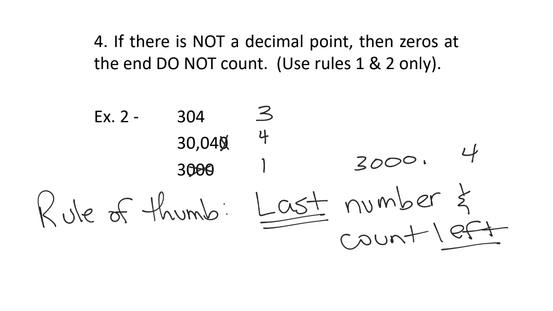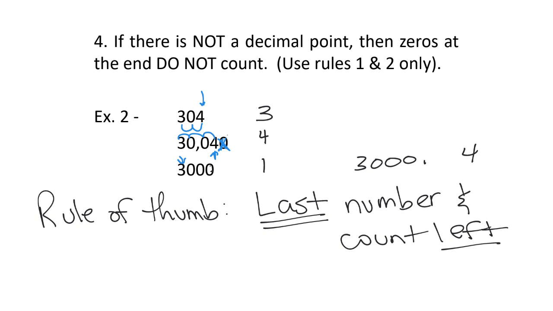So let me show you with these. We're going to erase all this. If you look at the first one, the last number is the 4. And we're going to go 1, 2, 3. So there's 3 numbers. Remember, you also have to count that last one. So here, this is the last number, so we can cross that off. We go 1, 2, 3, 4. Same with this one. This is your last number. It's your first number, but it's also your last number. And there's nothing in front of it, so there's just 1.